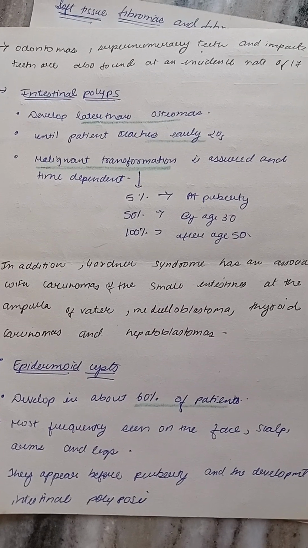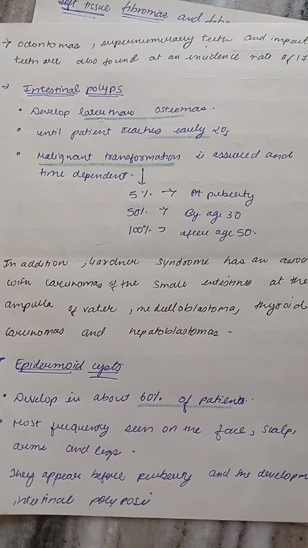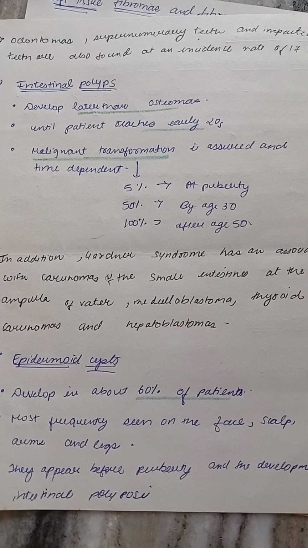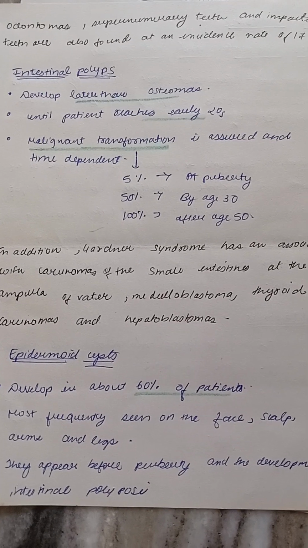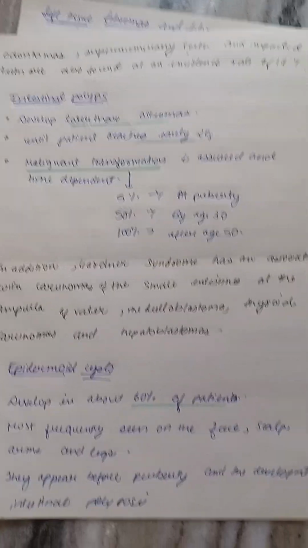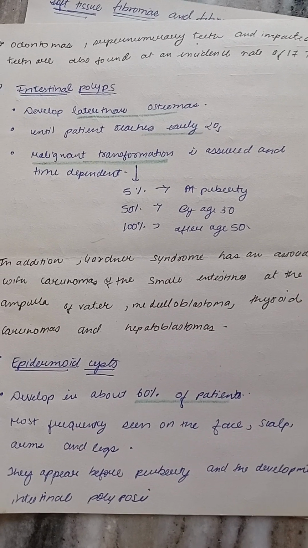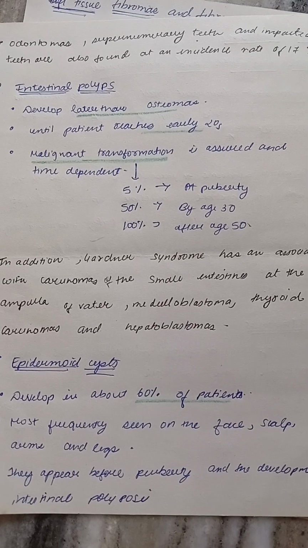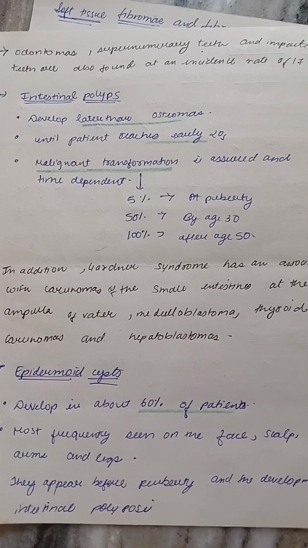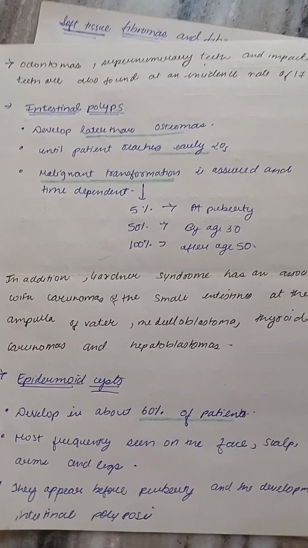They develop later than osteomas. So first osteoma will develop, after that intestinal polyps will come, until the patient reaches early 20s. Malignant transformation is assured and time dependent. So intestinal polyps definitely undergo malignant transformation. 5% transformation at puberty, 50% by the age of 30 and 100% after age 50. So these are the malignant transformation rates for intestinal polyps in Gardner syndrome.